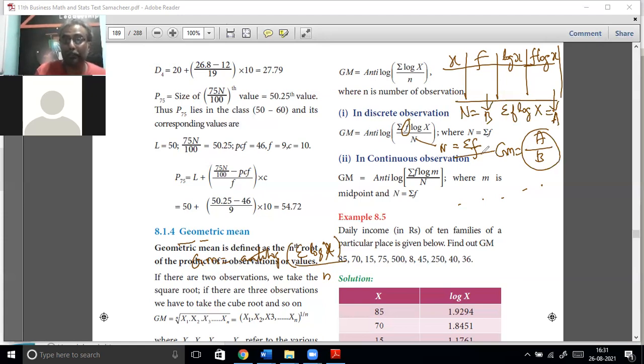Sorry, that will give you the log of the geometric mean. You have to take the anti-log of this one, A by B. Every time you have to take the anti-log because you are using log here.